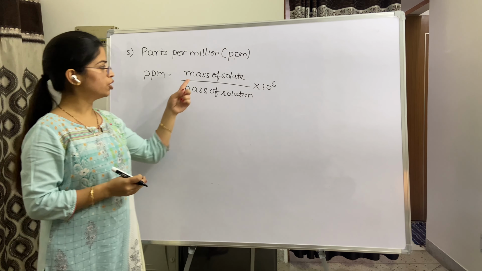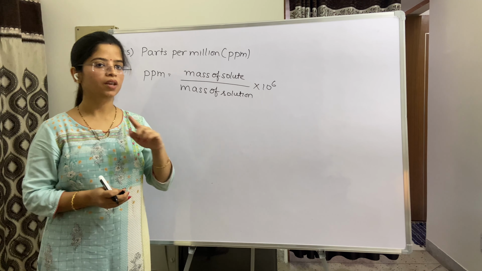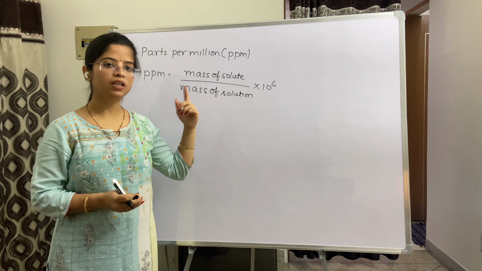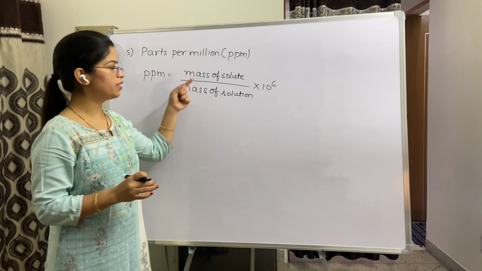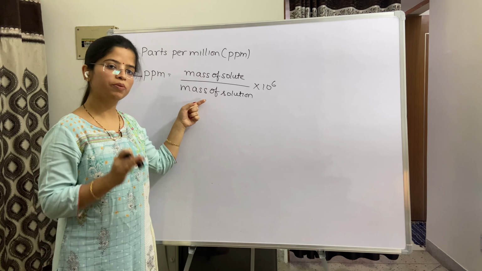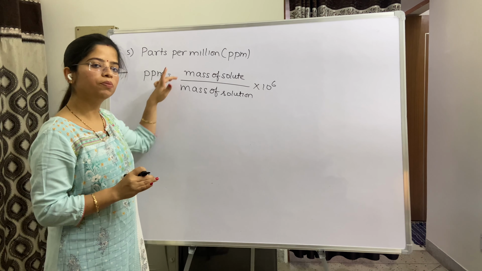Make sure the unit of mass of solute and mass of solution should be the same. If the mass of solute is present in gram, the mass of solution should also be present in gram. If it is present in kg, it should also be there in kg. So the unit of both the numerator and denominator should be the same.